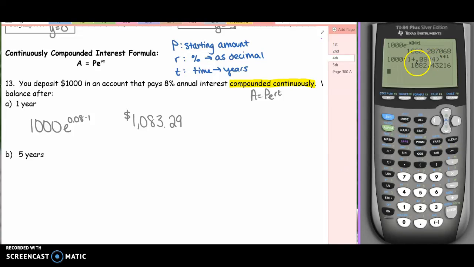$1,083.29. I then put in my calculator using the compounded quarterly formula and got $1,082.43. This is just to show you the difference. So if you compound continuously, you do start to get a little bit more because you're compounding your interest more frequently. All right, let's try 5 years.